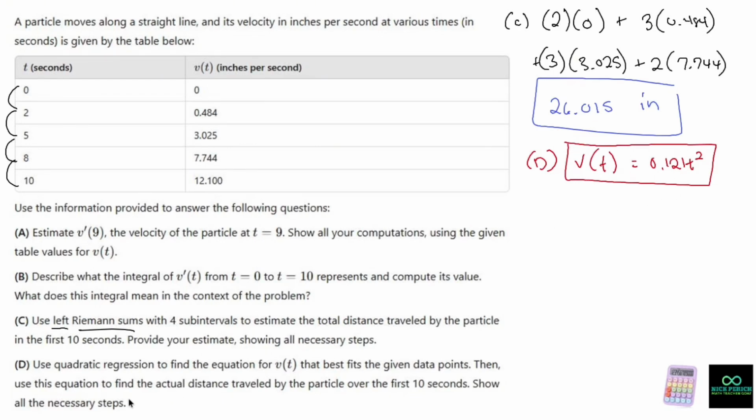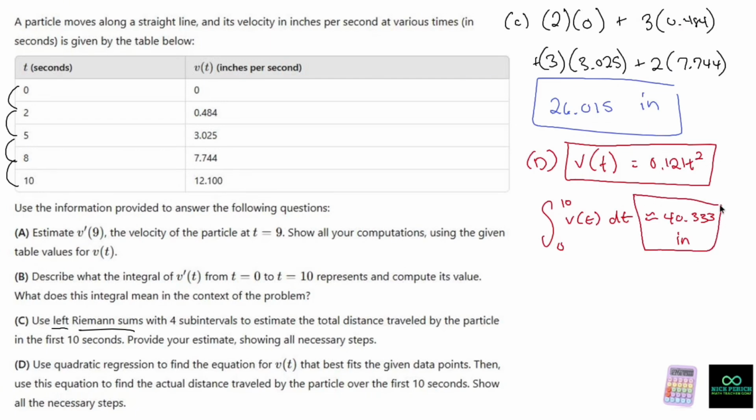Now, in order to use that to find the actual distance traveled using our calculator, we decided that we would integrate that velocity function, which gives us distance. So between 0 and 10 of the velocity function, dt, ended up giving us 40.33333, which means we actually traveled a distance of 40.3 repeating inches.